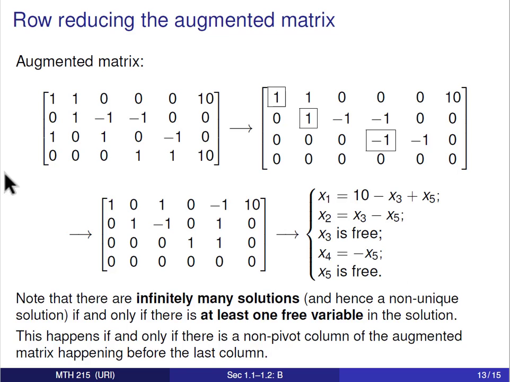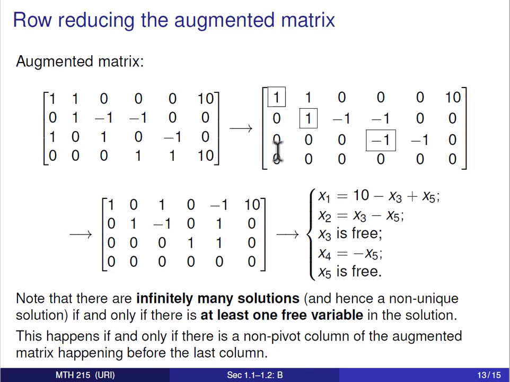So in this last example we worked on with the electric circuit, we got down to our echelon form, we located the pivot positions there, and we saw that x3 and x5 were free variables, they corresponded to non-pivot columns. And what that tells us is that there's going to be more solutions than just one. So the solution will not be unique, but the system will be consistent. And again, this will happen if and only if there is a non-pivot column happening before the last column.